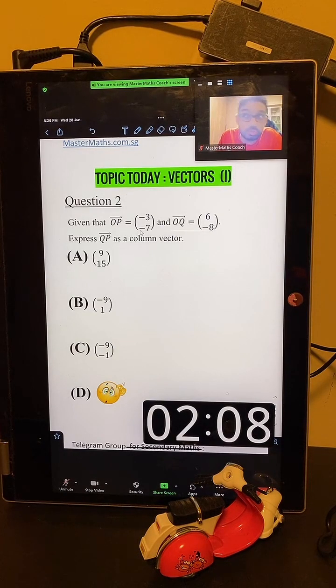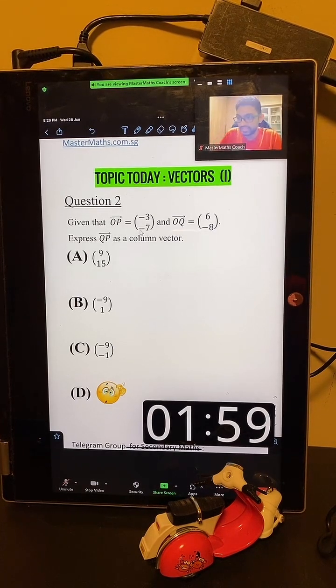Is it A, is it B, is it C, is it D? Which one is it? 2 more minutes. You don't have to draw this. Okay, Clover, you can use method number 2. Okay. Harish says answer is B. Okay, he's pretty confident there. Anyone else?